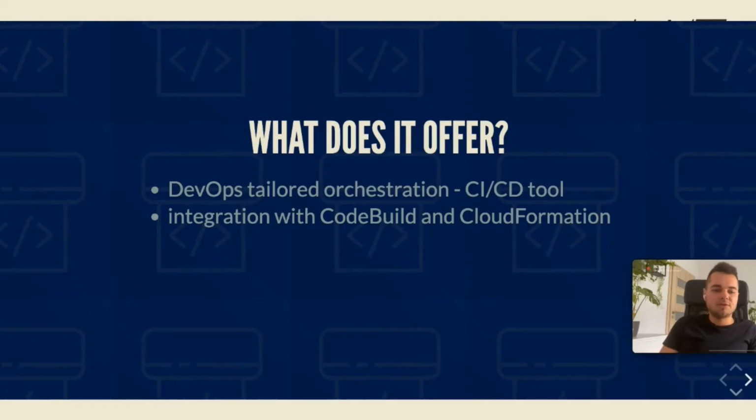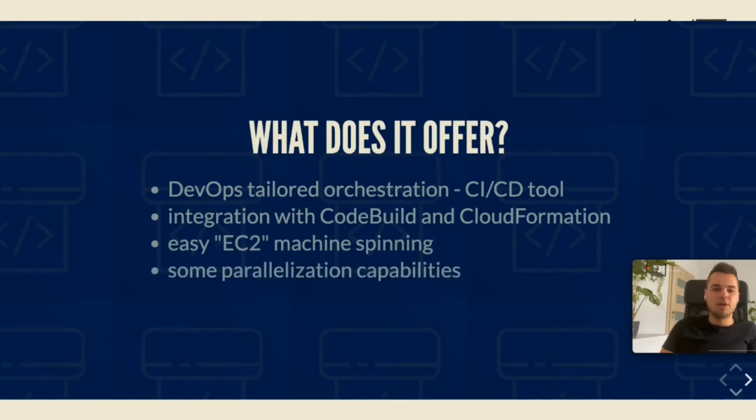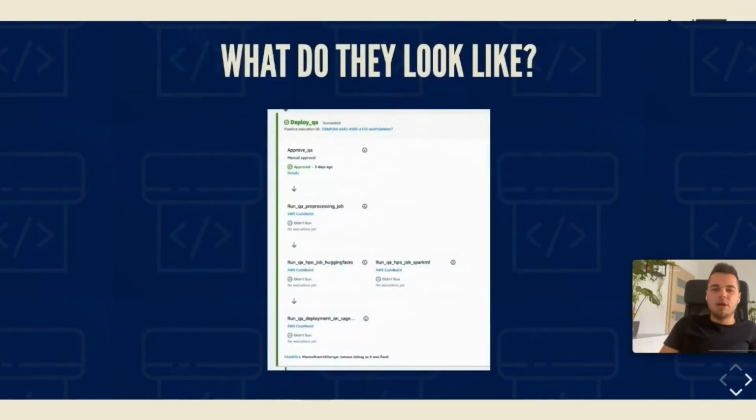The tool was generally speaking made to automate deploys, but it can automate machine learning deploys, and it can also perform some simple model building because you can spin up and down some EC2 machines. It has some parallelization capabilities, and it's a simple tool to use, generally speaking. This is how they look.